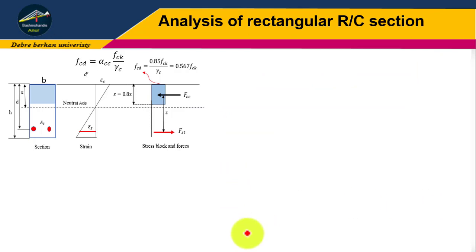Well, to derive the parameter mu SD limit or K balance or K prime, we have to use the stress block and forces. Okay, which means, what does it mean?